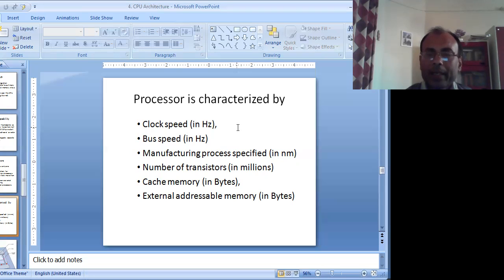Then we have the 8086 microprocessor, which had 20 address lines. By using 20 address lines, it can address 2 raised to the power 20 locations, which comes out to be around 1 megabyte of memory. Now the latest processors are 32-bit or 64-bit processors, so accordingly the memory can be addressed.